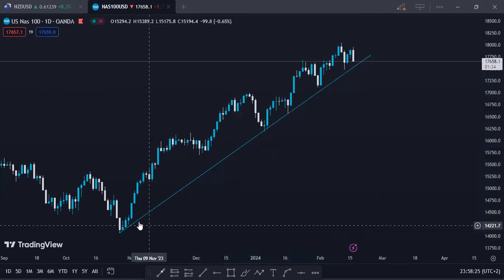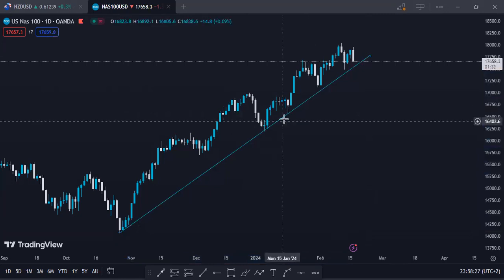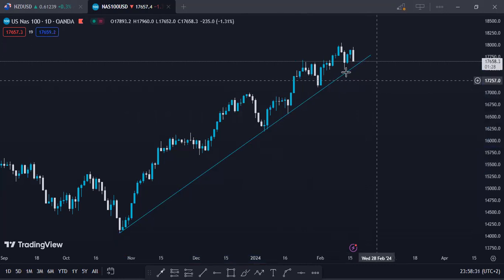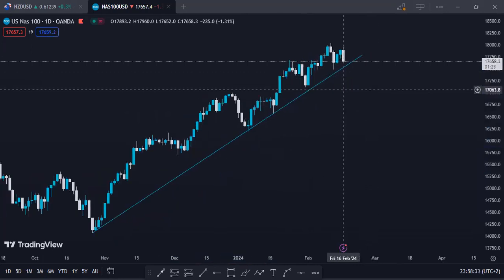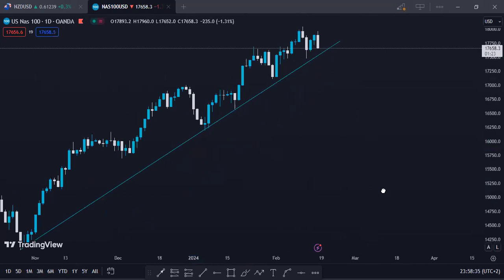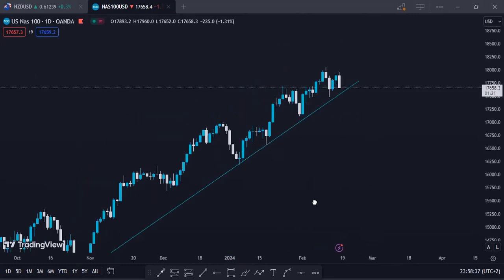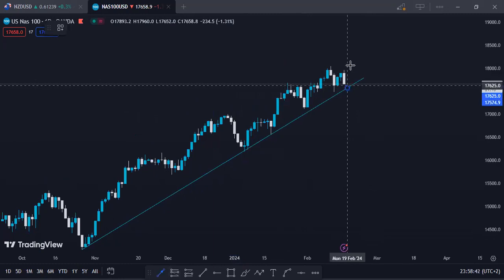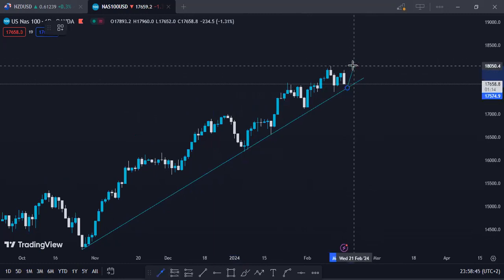Hence, you can see we had a first touch, second touch, third touch, the market shot up, and now we are simply waiting for a fourth touch, right? Seeing this gives me the perspective that NAS100 is actually moving bullish, and we might look for those buying opportunities to move all the way to the upside.